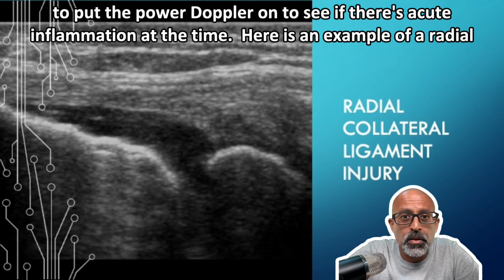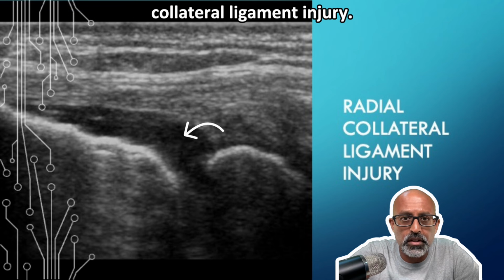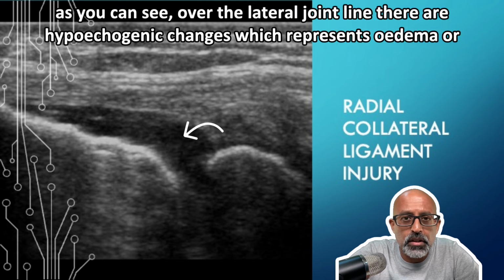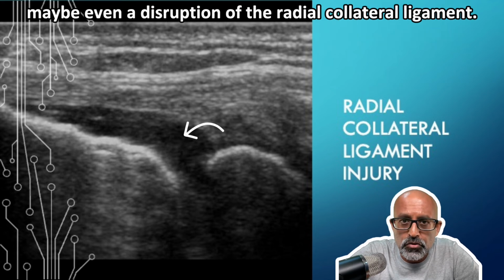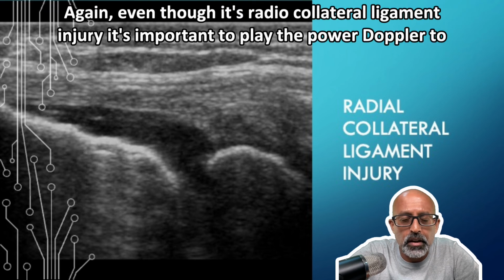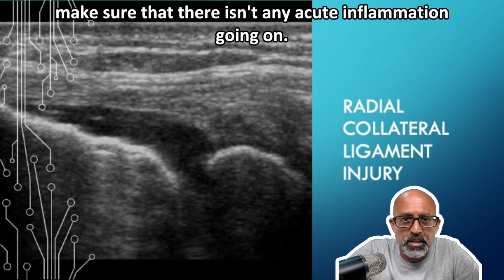Here's an example of a radial collateral ligament injury. As you can see over the lateral joint line, there are hypoechogenic changes, which represents edema or maybe even a disruption of the radial collateral ligament. Again, even though it's a radial collateral ligament injury, it's important to apply the power Doppler to make sure that there isn't any acute inflammation going on.